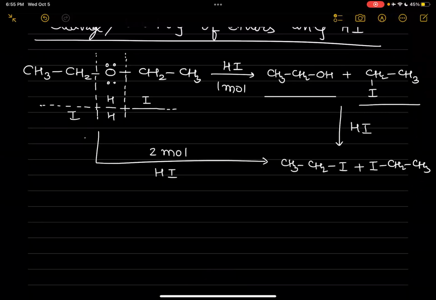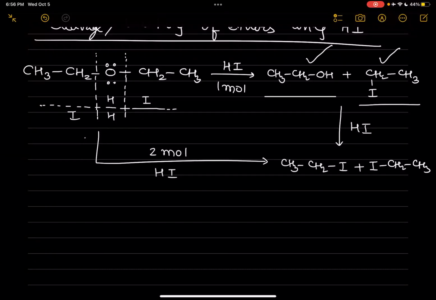Sir, could you explain this again? Yeah, I will explain. No problem. With 1 mole, is it clear? This is just a shortcut, and I'm going to explain with more examples. With 1 mole, choose any carbon oxygen bond, break it, put hydrogen on the oxygen and iodine on the carbon. That's how I get this answer.